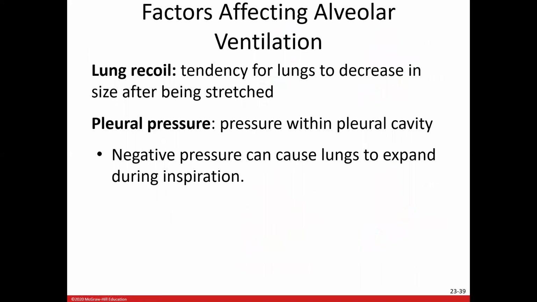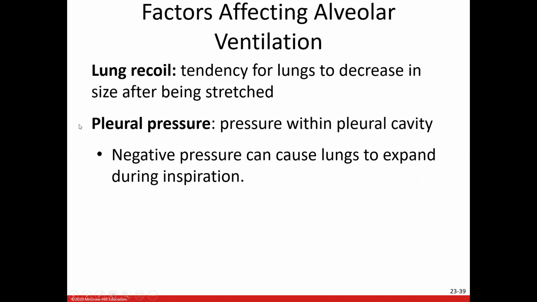So two additional things that can affect ventilation, the moving of air, are your lung recoil and your pleural pressure. With your lung recoil, this is just the idea that your lungs are only so stretchy. After they stretch a certain amount, they're going to want to snap back to the original state. Think of it kind of like a rubber band. When you stretch it and let go of it, it's going to go back to its shape. This basically just happens so your lungs don't stretch too much and then break or destroy themselves.